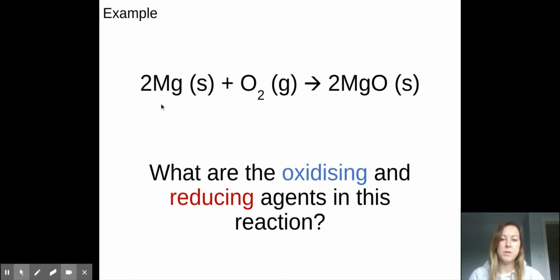Because there are only 2 species in this, that means that the magnesium has to be the reducing agent, which must mean that it gets oxidized. So let's check. So we've got magnesium solid becoming magnesium 2 plus. Yep, that means that it has lost electrons, so it has been oxidized, which means it is the reducing agent.